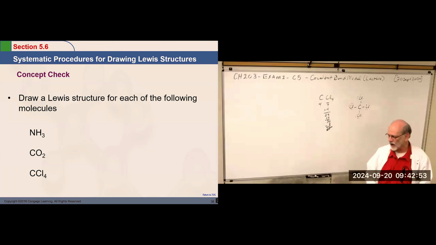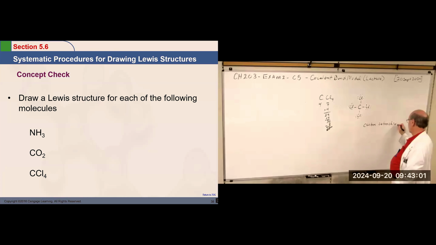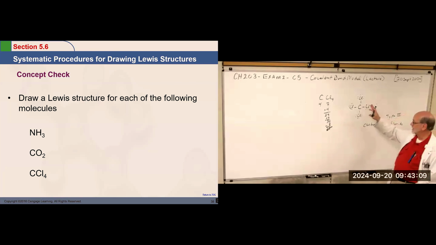Now, why did I name it carbon tetrachloride? Because it's a type 3 naming convention, right? Both nonmetals. So you go straight to the type 3. That means you just say how many there are. 1 carbon and 4 chlorides.